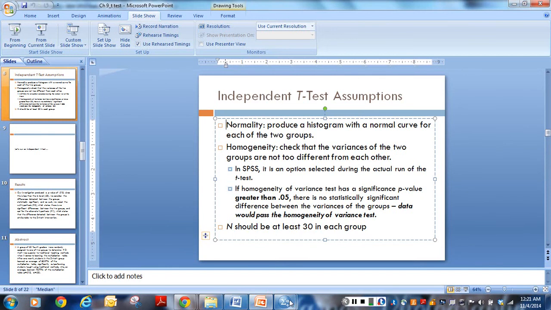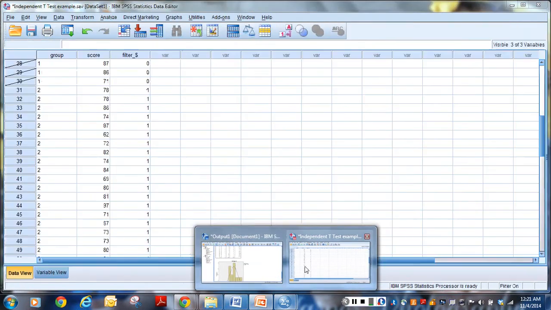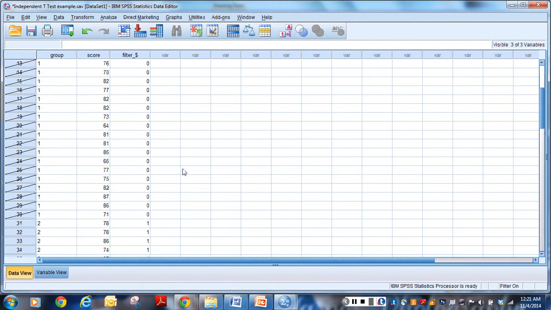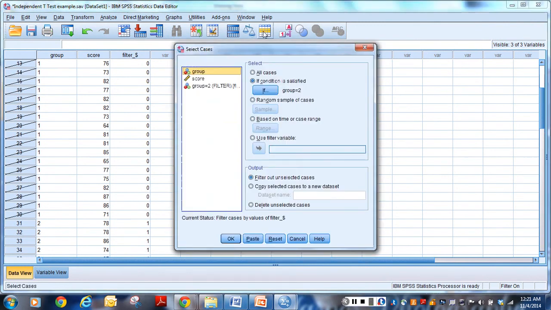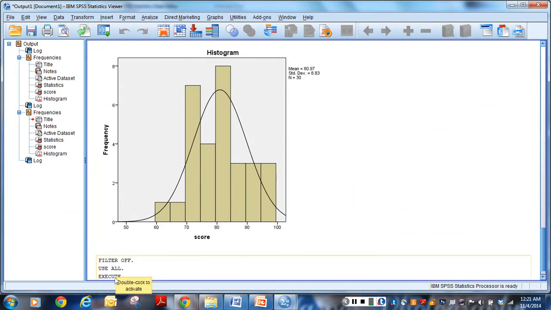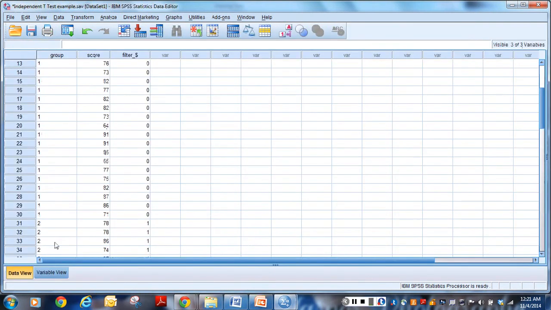So let's go back to our data here. Now notice that this is still marked out. This is still focused on our treatment group, so we need to remove that. So instead of if condition is satisfied, we want to go back to all cases. Click OK, and now it says filter off. So let's go and check real quick though. Good. It's off. Alright, so let's go ahead and run our t-test.